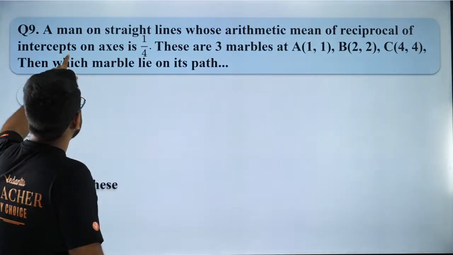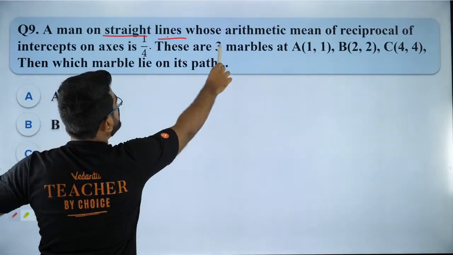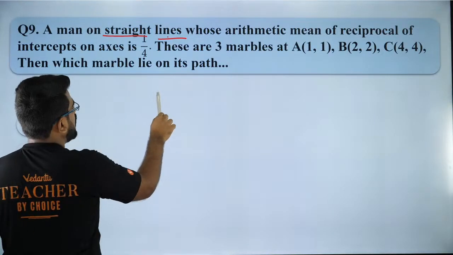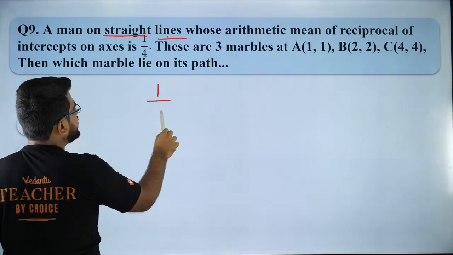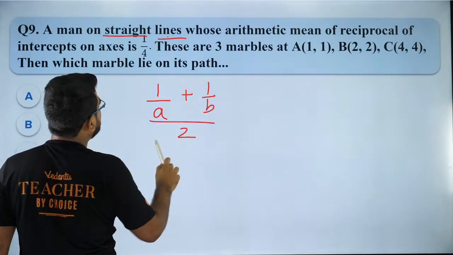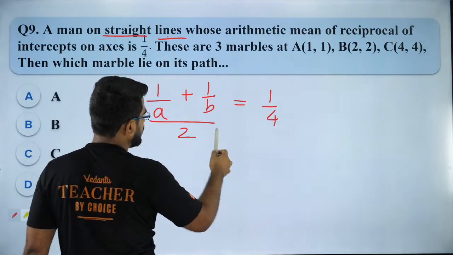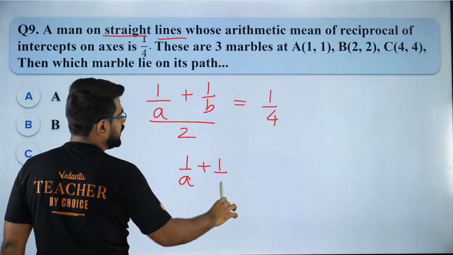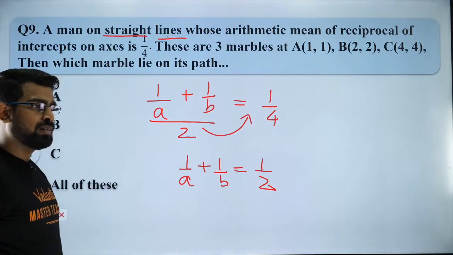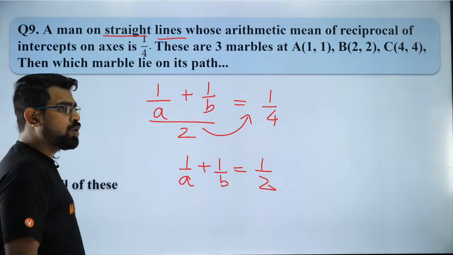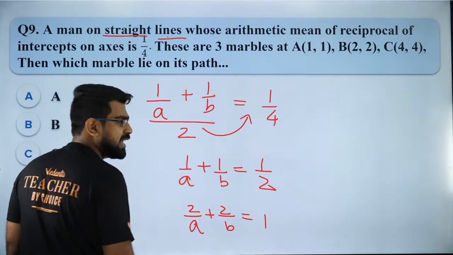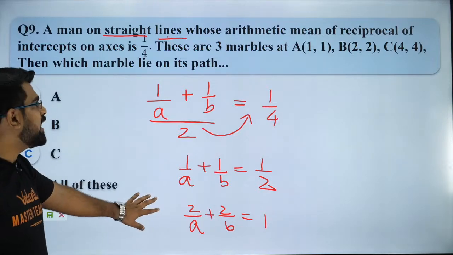I'll tell you why. So a man is on a straight line whose arithmetic mean of reciprocal of intercepts is 1 by 4. That means reciprocal of intercepts means 1 by a plus 1 by b, by 2, arithmetic mean is equal to 1 by 4. So can I say 1 by a plus 1 by b is equal to 1 by 2 if I cross multiply by 2? Is that okay? Yes, everybody. So can I say 2 by a plus 2 by b is equal to 1? Everybody clear with this?